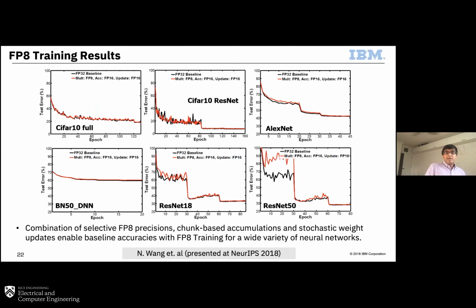Based on all of that, back in 2018, we showed that across a bunch of vision networks, we could get extremely good accuracy, less than 0.5% loss in accuracy, using floating point 8 arithmetic. And this was the very first demonstration of floating point 8 arithmetic applied to a wide spectrum of models, including ones as large as ResNet 50. The way this succeeded was because we combined a bunch of new ideas together: the right FP8 formats, the hierarchical chunk-based accumulation idea, and the concept of what is called stochastic weight updates. Combining those three, we can enable 8-bit training for all of these different networks that you see here.